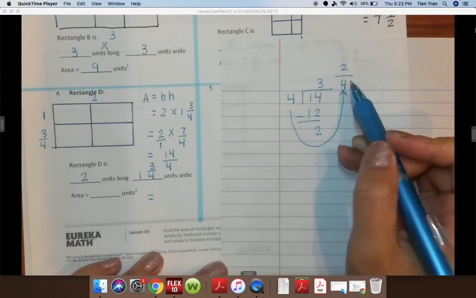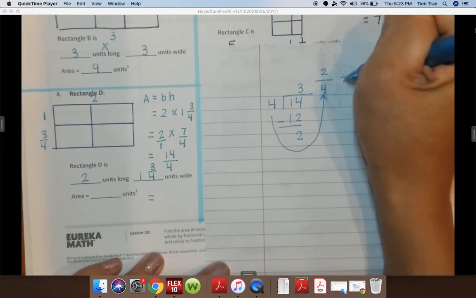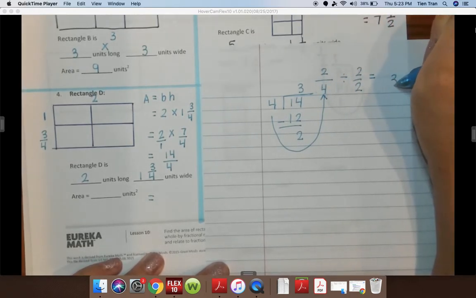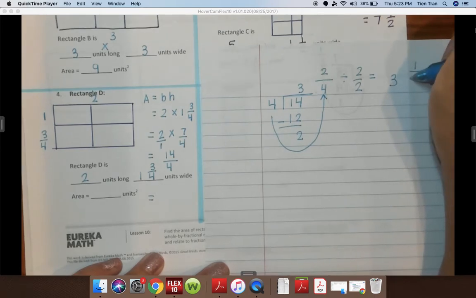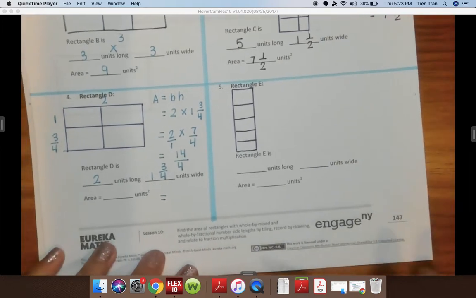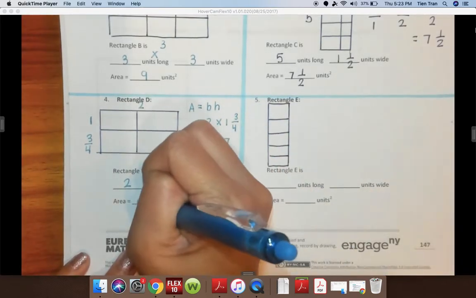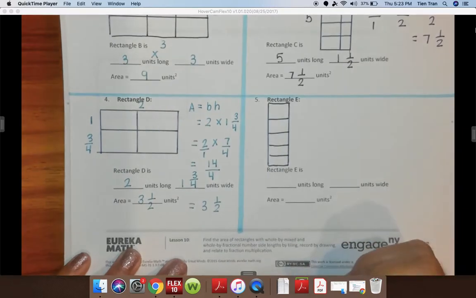Now I can simplify this further by dividing the top and bottom number by 2. So my final answer is going to be 3 and 1/2. Okay, so that's what I'm going to write here. 3 and 1/2 units squared.